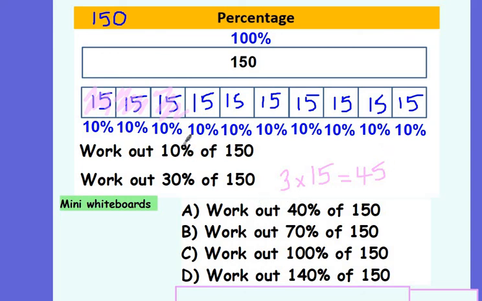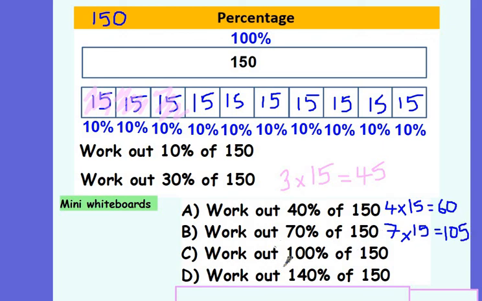Okay, so for 40% I'd need 4 of these little squares, so I'd need to do 4 times 15, which gives me 60. To work out 70%, I'd need 7 of my little 10% squares, so I'd need to do 7 times 15. 7 times 15 would give me 105.